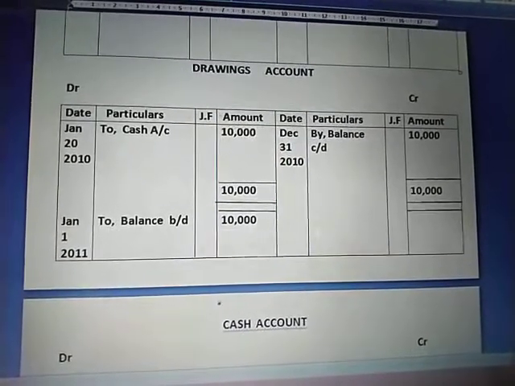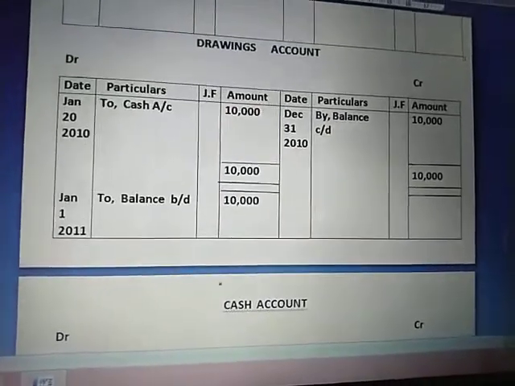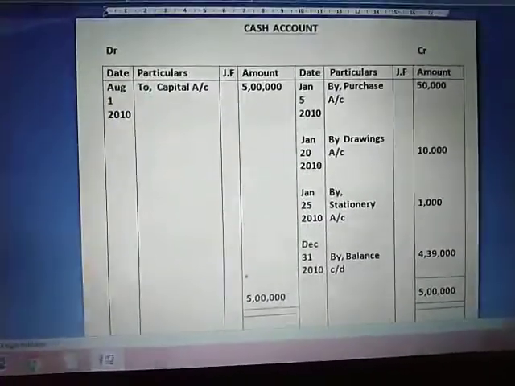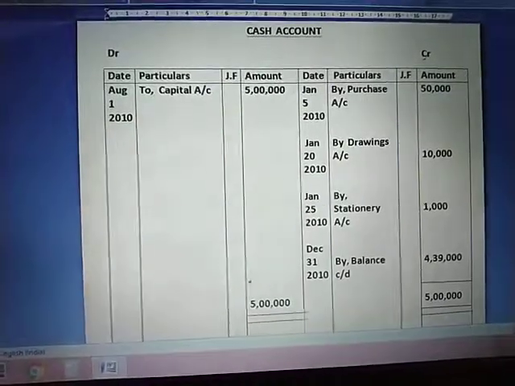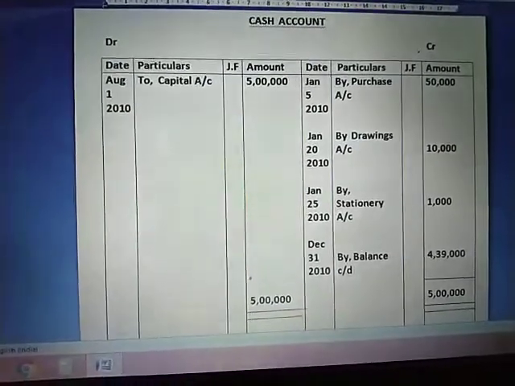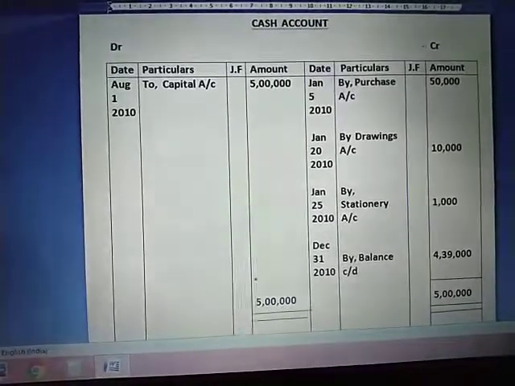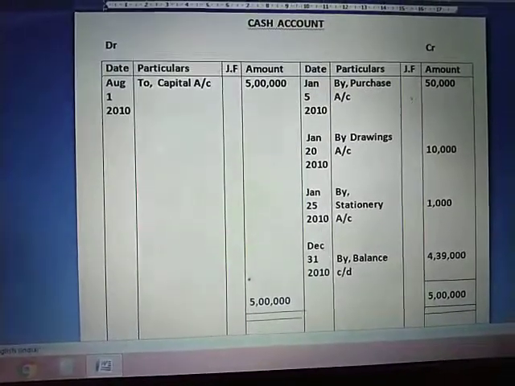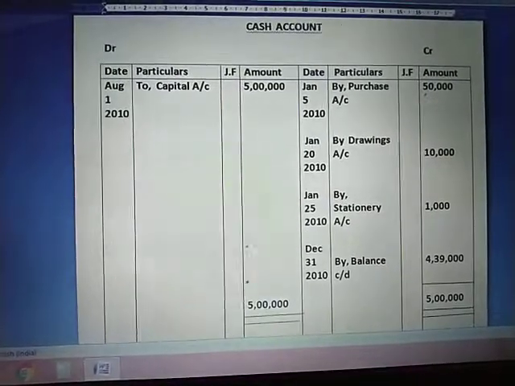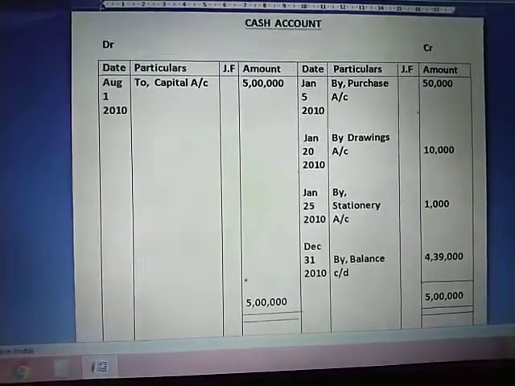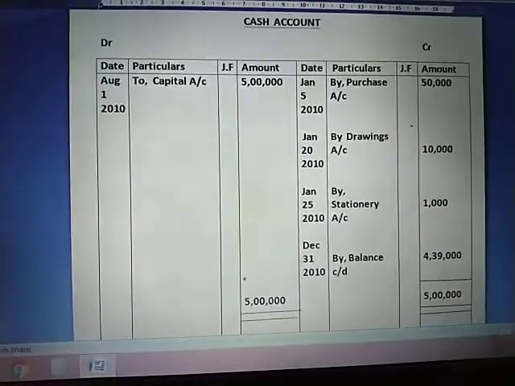Okay, now next we'll move on to cash account. So here we have the cash account where the first entry on debit side is August 1, 2010 to capital account. That means this is the journal entry for starting of business with capital. So the entry is cash account debit to capital. So in the cash account we have to write it as to capital account 5 lakh.